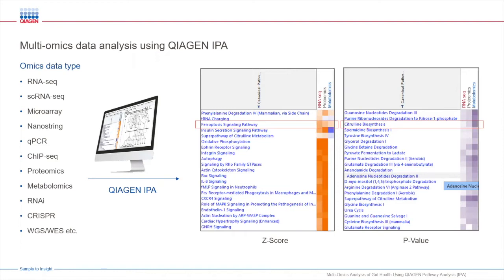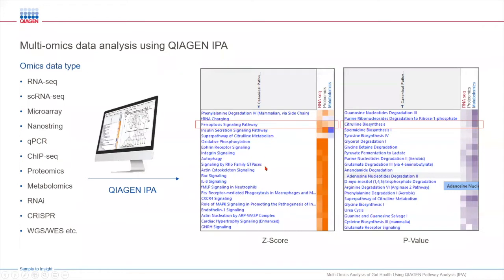Now, one of the unique things about IPA is that the database is not only comprehensive, but it also shows you directionality and causality. So let's say users like you have a set of genes or proteins that are upregulated or downregulated. Then what IPA will do is it's going to compare the directionality of your data with its knowledge base, and then it'll tell you if the pathway is activated or inhibited.